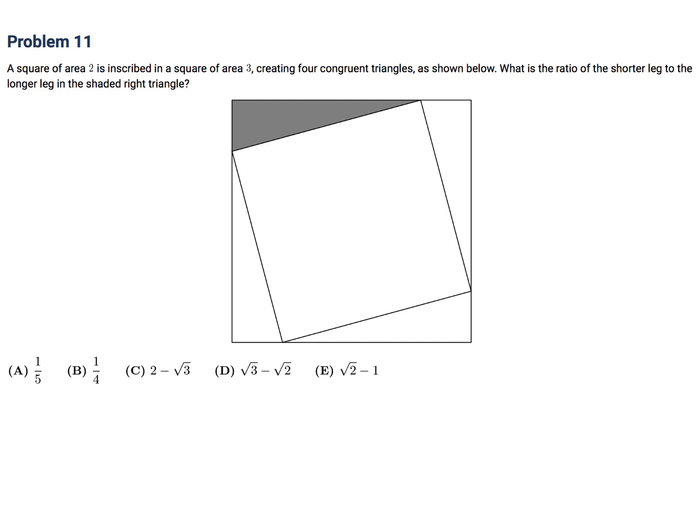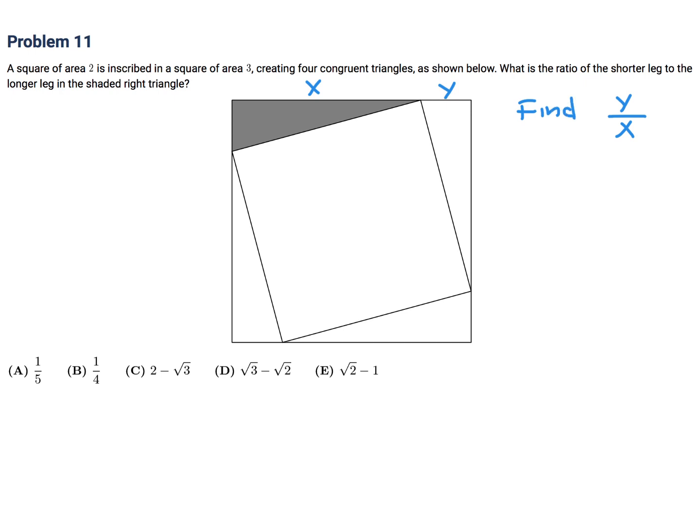Let's label this. I'll call this x, and I'll call that distance y. So what we are essentially trying to figure out is the ratio of y over x. So that's what we're trying to find. Okay, so let's work with this now.